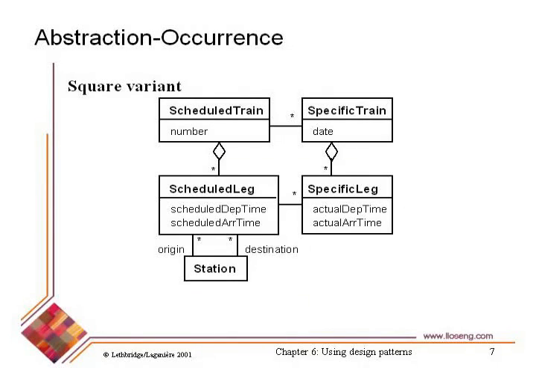We can use the diamond symbol for the aggregation there, and there can be any number of these scheduled legs. These probably should be 1 to star, in fact. And the legs have things like a station and origin and destination.